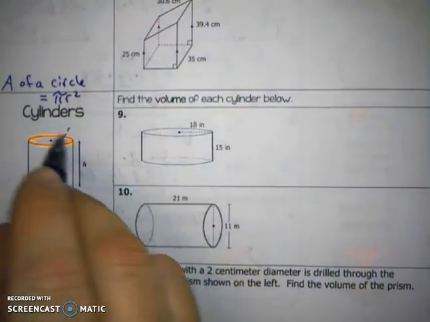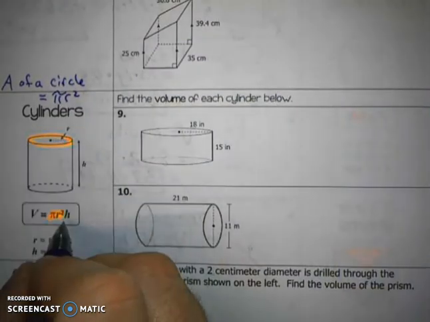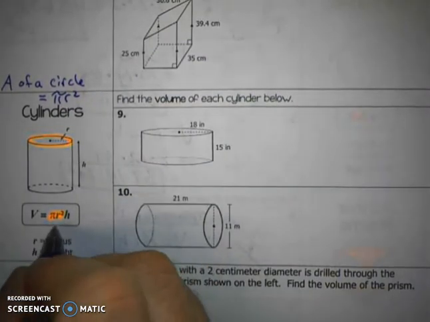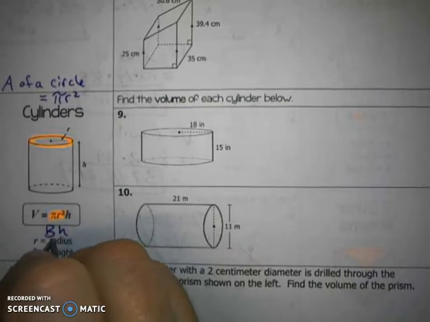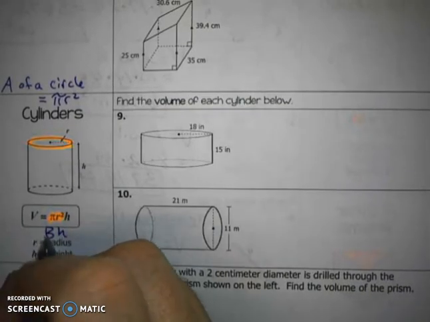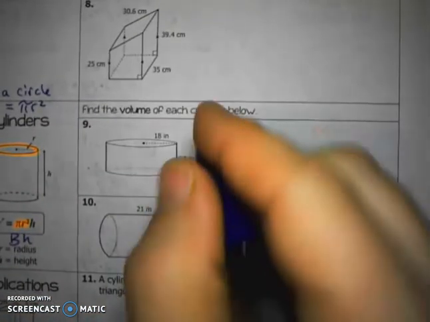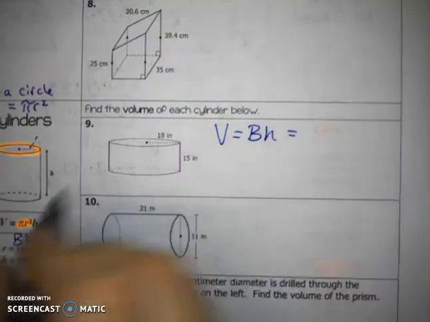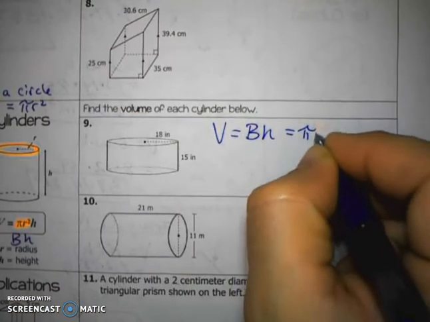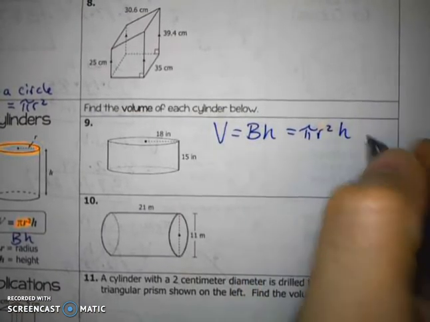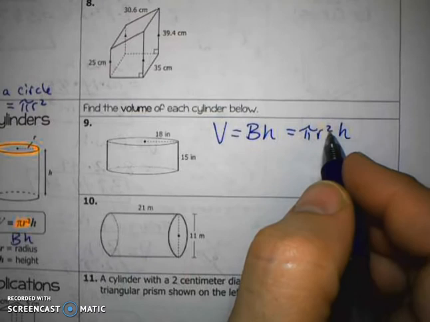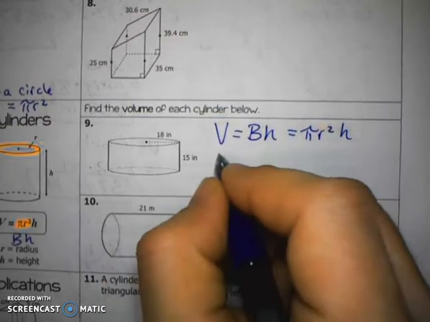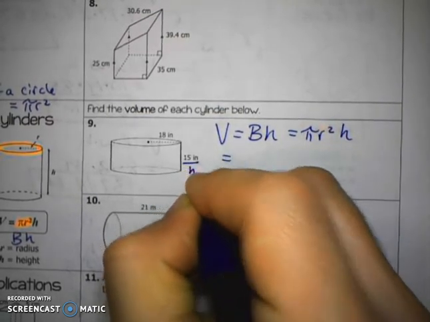And so the base area is pi r squared times the height. So it's still volume equals base area times height. But in this case, the base is a circle. Okay, so volume here is base area times height, or more specifically for cylinders, we can call it pi r squared times the height. And remember, height is the distance between the circles. So in this case, that's your height, 15.